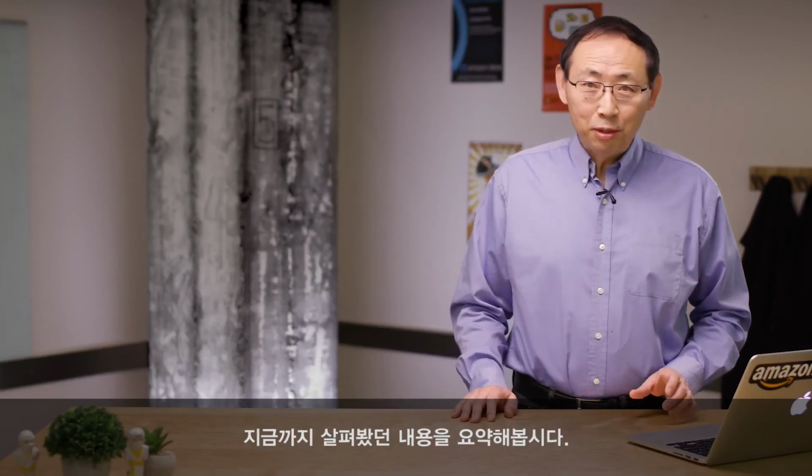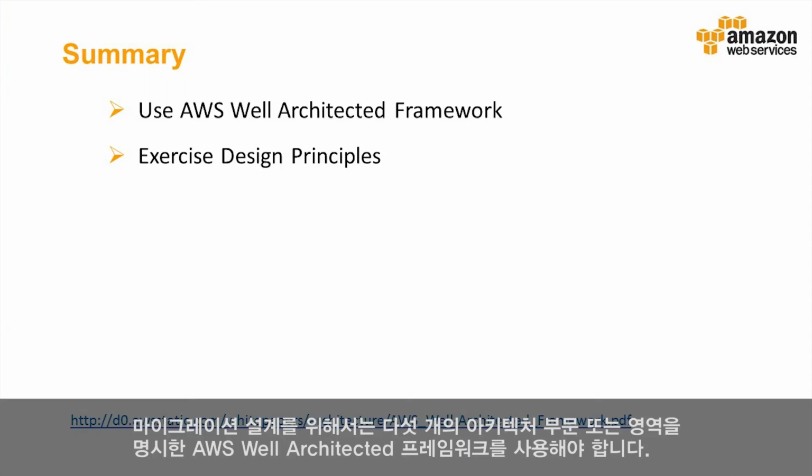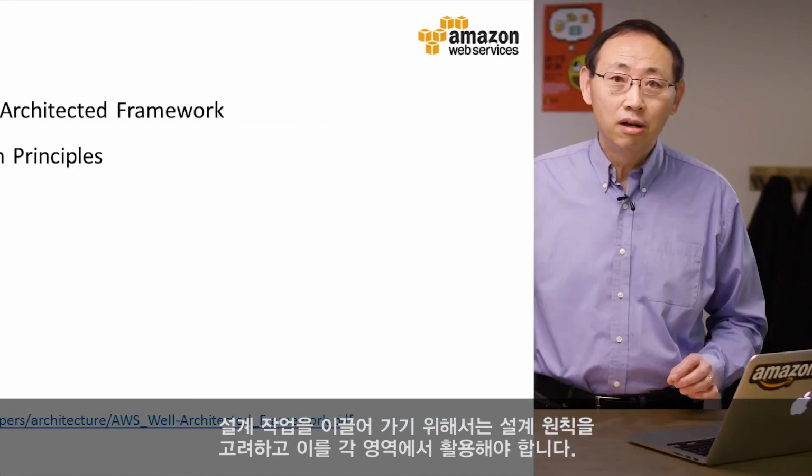Let's summarize what we just went through. For the migration design, we shall use the AWS Well-Architected Framework, which specifies 5 architectural pillars or areas for design. To guide the design work, we shall consider and exercise design principles for each of the design areas. For further details, the audience can read the AWS Well-Architected Framework documentation online.